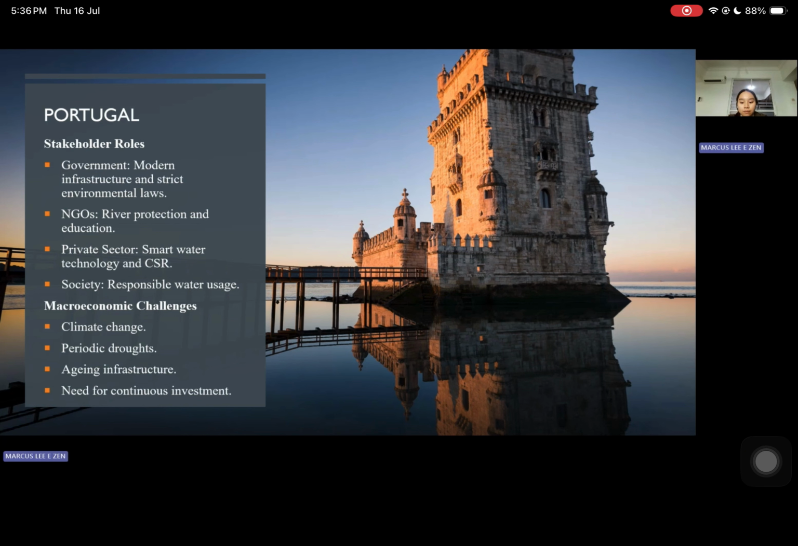The private sector invests in smart water technologies and supports sustainability through CSR programs. Citizens also contribute by using water responsibly and maintaining good hygiene practices. Although Portugal has made excellent progress, it still faces challenges such as climate change, periodic droughts, aging infrastructure, and the need for continuous investment to ensure sustainable water resources in the future.